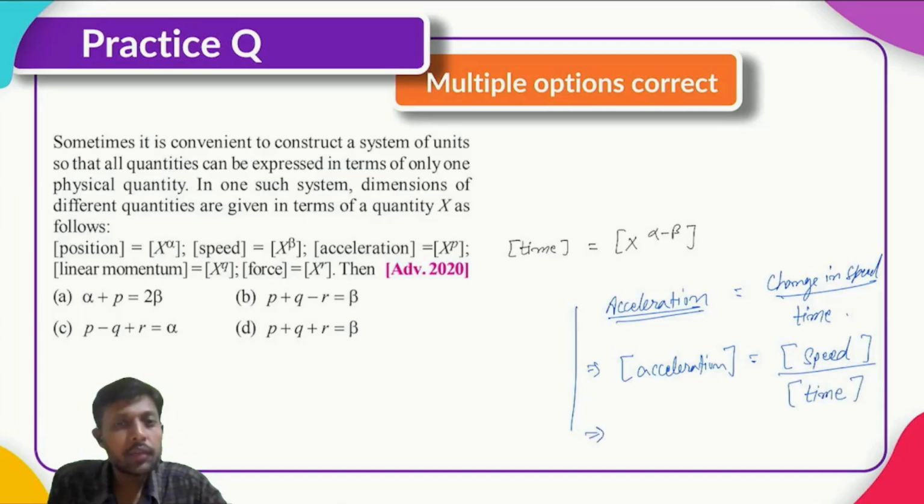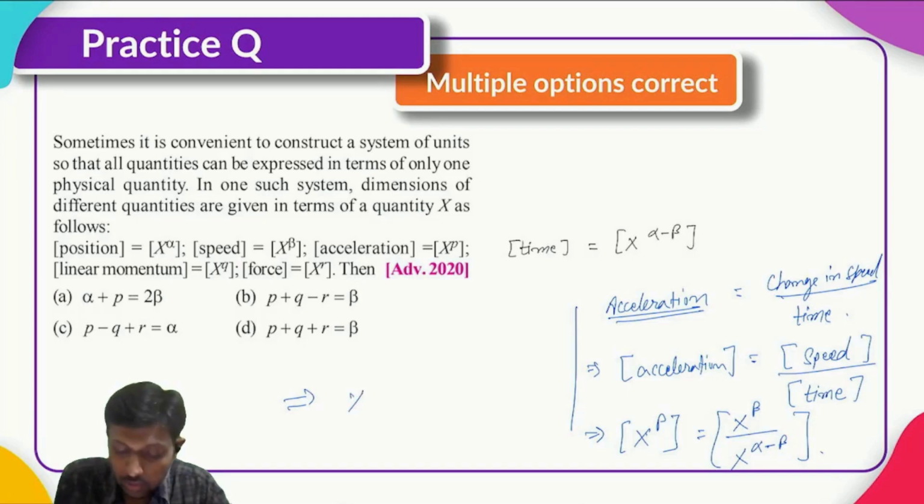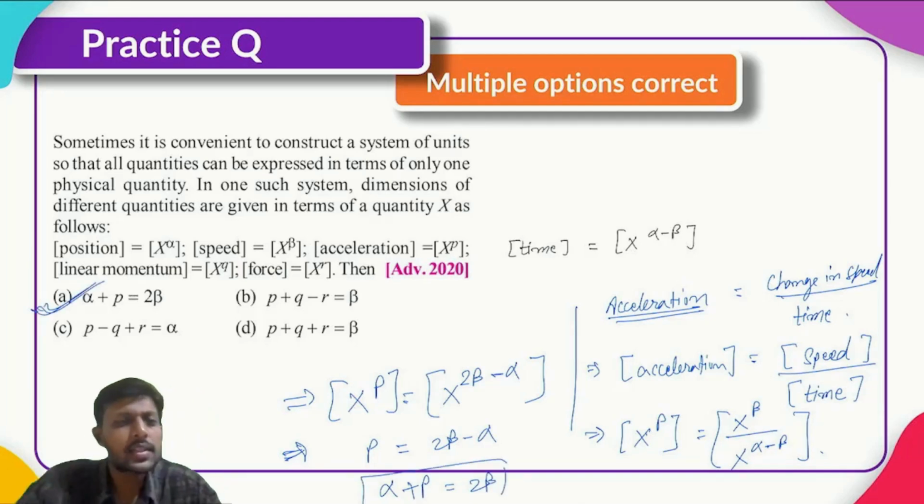Dimension of acceleration, it's given directly in terms of p, it's x to the power p. So I'll write that. Dimension of speed also given, x to the power beta. Dimension of time we just found out, x to the power alpha minus beta. Okay, so this is what we have. On simplification, this is what we get. X to the power p is equal to x to the power beta minus alpha plus beta. So 2 beta minus alpha. This is what we get. So from here, something is clear. P equals 2 beta minus alpha. That means alpha plus p equals 2 beta. That means option A is correct.